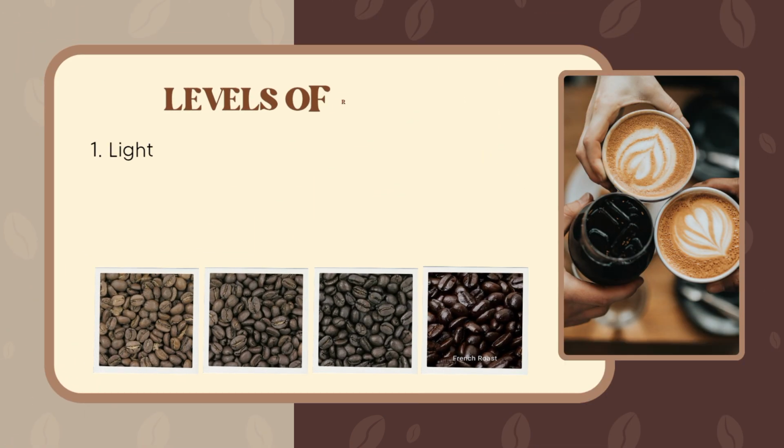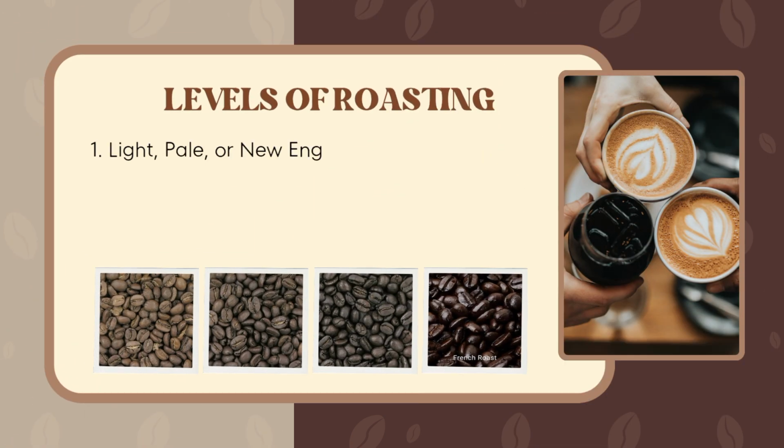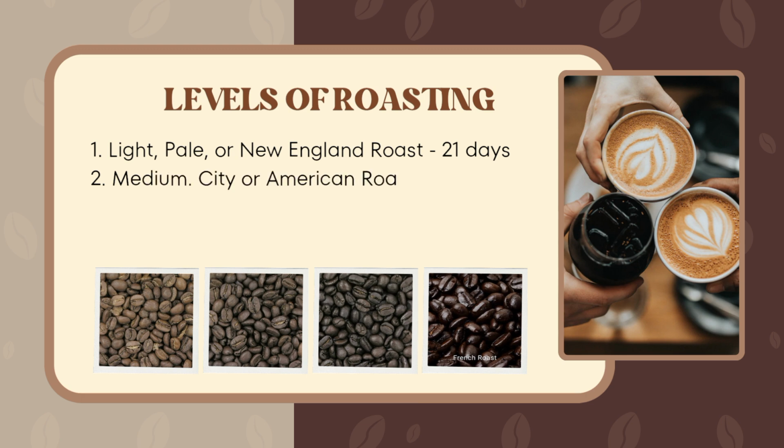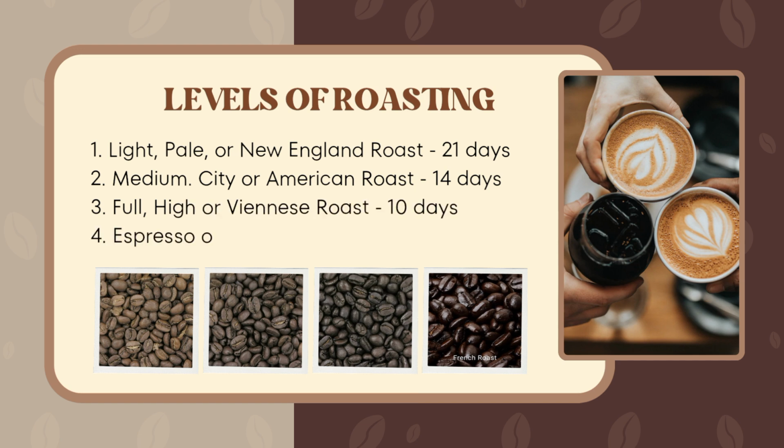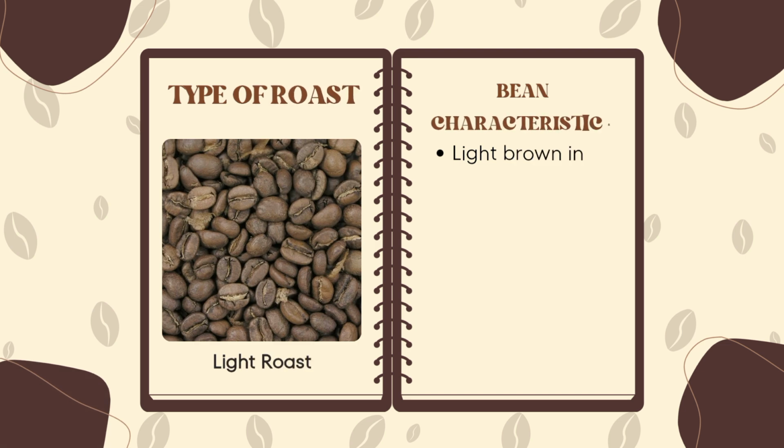The level of roasting. 1. Light, pale, or New England roast, 21 days. 2. Medium, City or American roast, 14 days. 3. Full, high or Viennese roast, 10 days. 4. Espresso or French-Italian roast, 7 days. There are 5 types of roast in coffee.